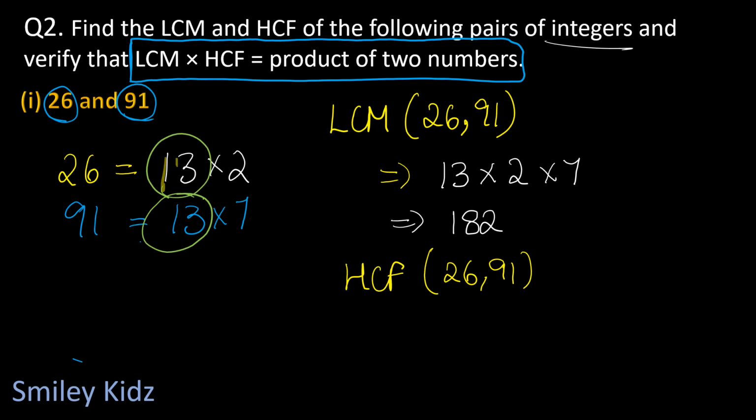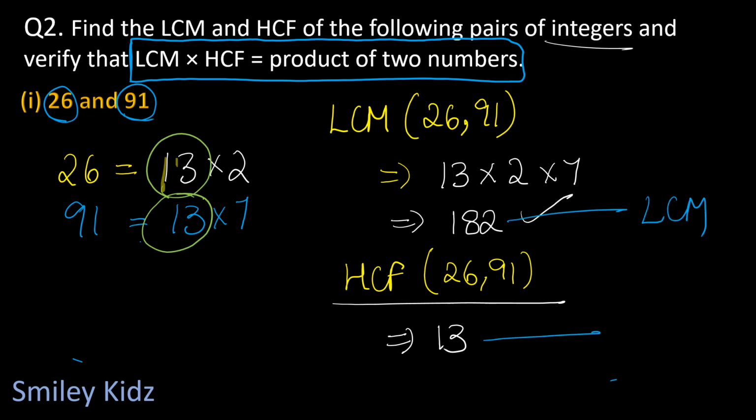So what is the LCM of 26 and 91? We got it as 182. And what will be the HCF of 26 and 91? It will be equal to 13. Now 182 is the LCM and 13 is the HCF of 26 and 91. Wait, what? The answer is not yet done. We have still more to do. Now record the observations. We know that LCM is what? 182. And what is HCF? It is 13, isn't it?